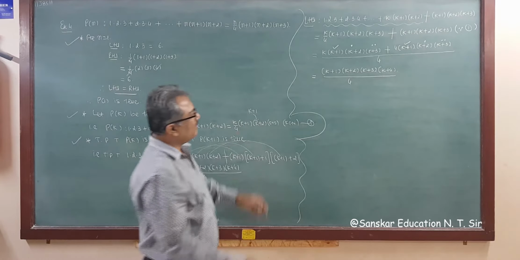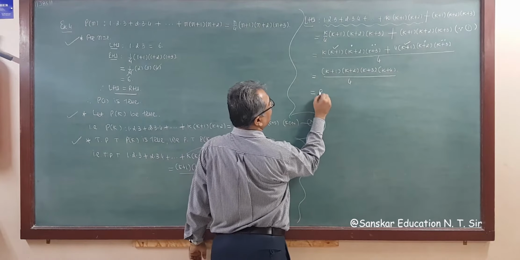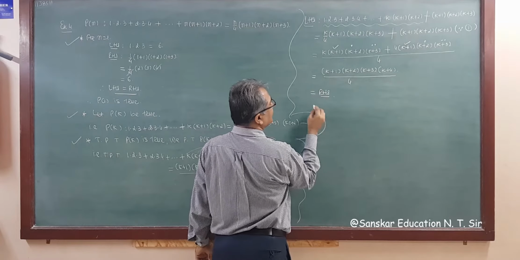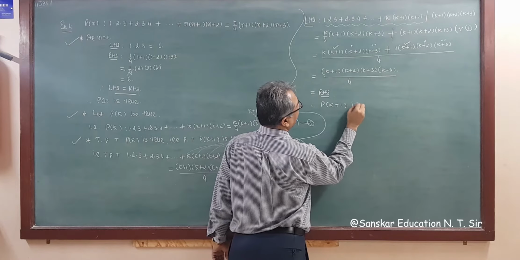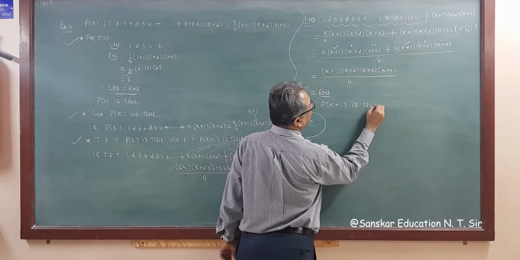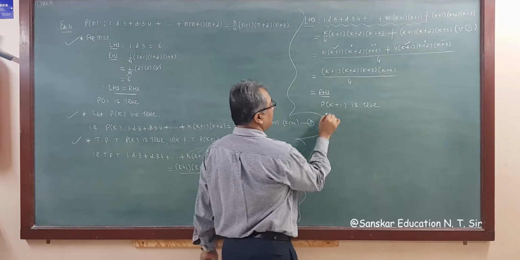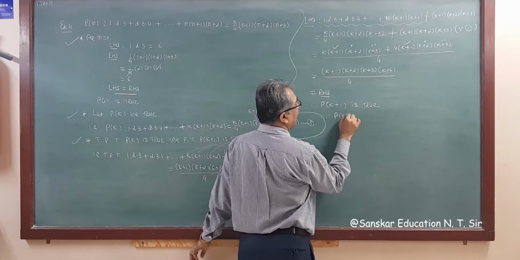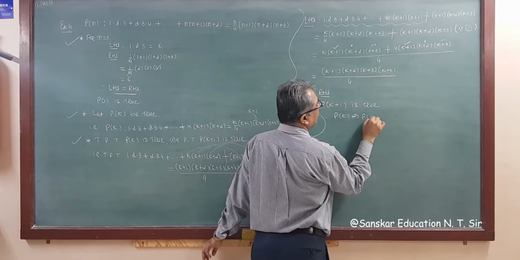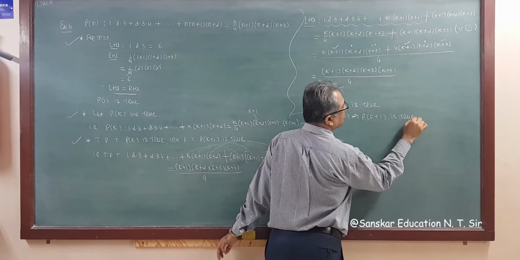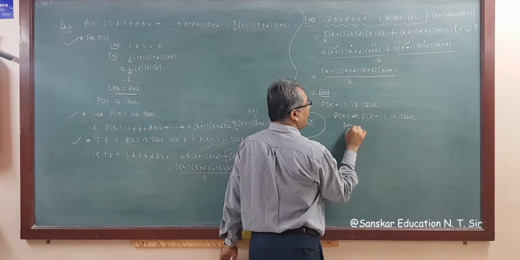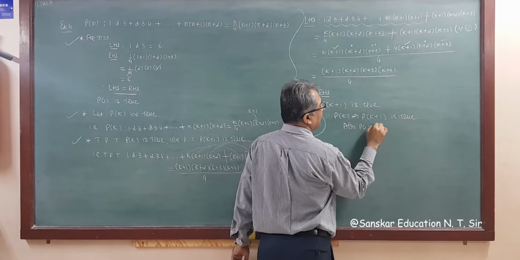Okay, so now this is your left hand side and this is right hand side. Therefore pk plus 1 is true. Therefore pk implies pk plus 1 is true. Also p1 is true.